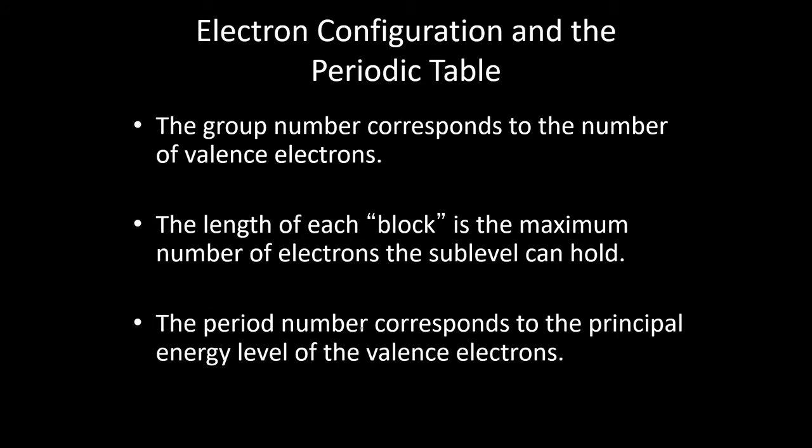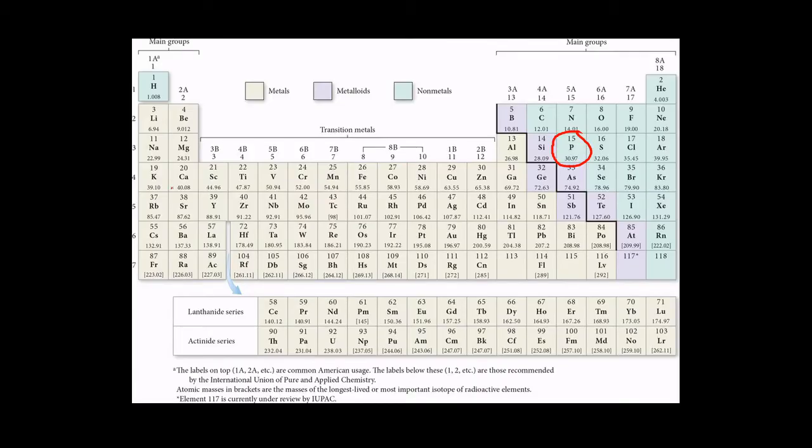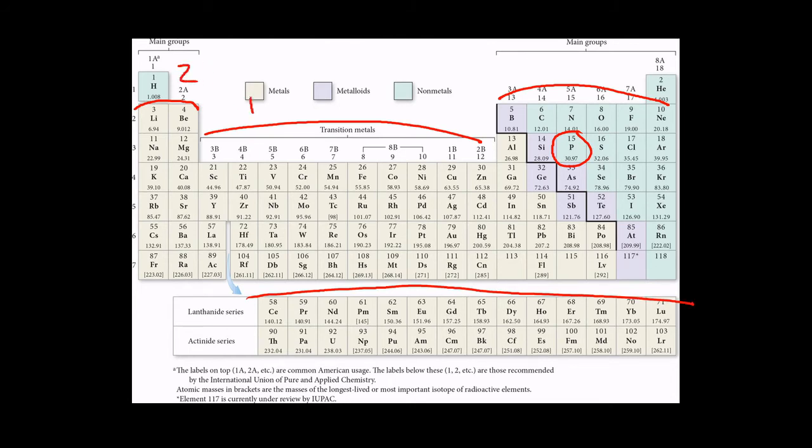The other two things here we've actually already discussed. So the length of each block is the maximum number of electrons a sublevel can hold. So this block here, this is the S block, the D block, the P block, and then the F block. So we have 2, 10, 6, and 14 elements wide here, respectively, because of the number of orbitals, which then governs how many electrons it can have. But like I said, we discussed that in a previous video.